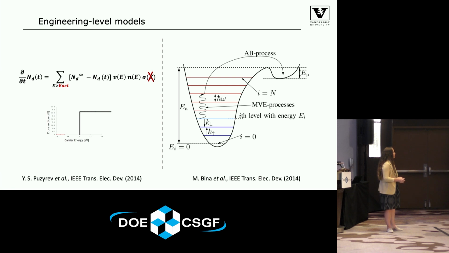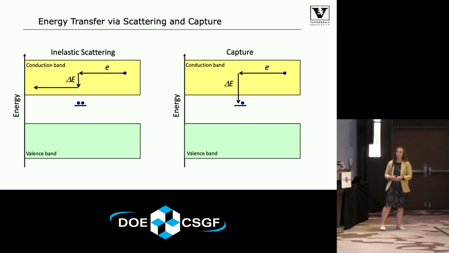But both of these models require a lot of data fitting, and we want to get away from that because we want to be more predictive. So how can we look at this problem from a first principles approach? Well, no one has considered the so-called inelastic scattering, where the carrier just loses some energy, from a first principles approach, but there's extensive literature on the capture problem from a Fermi's golden rule transition rate.